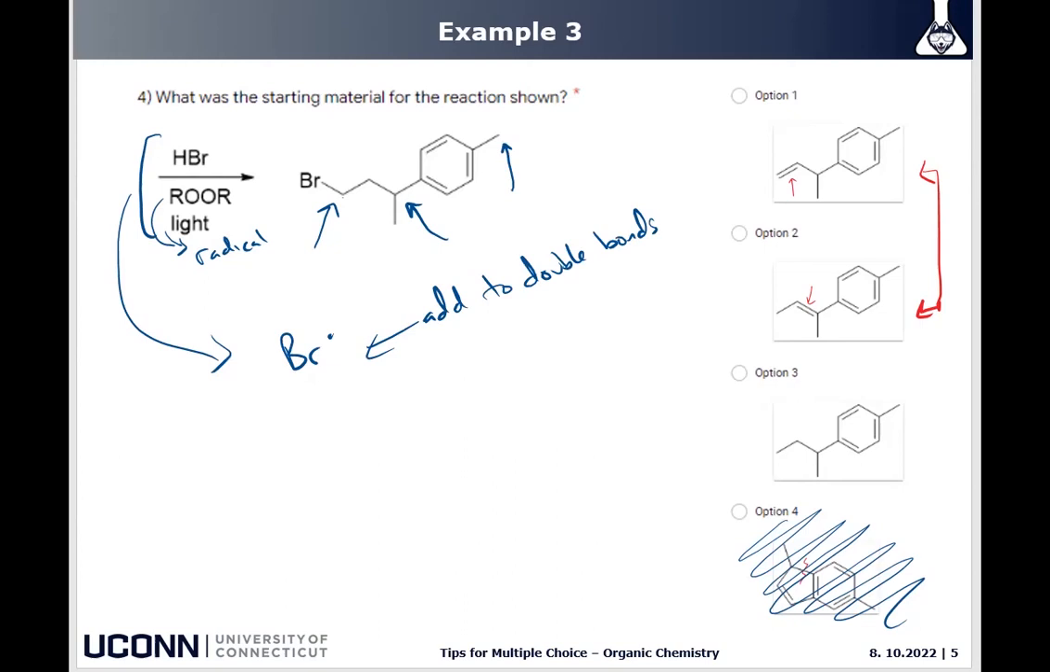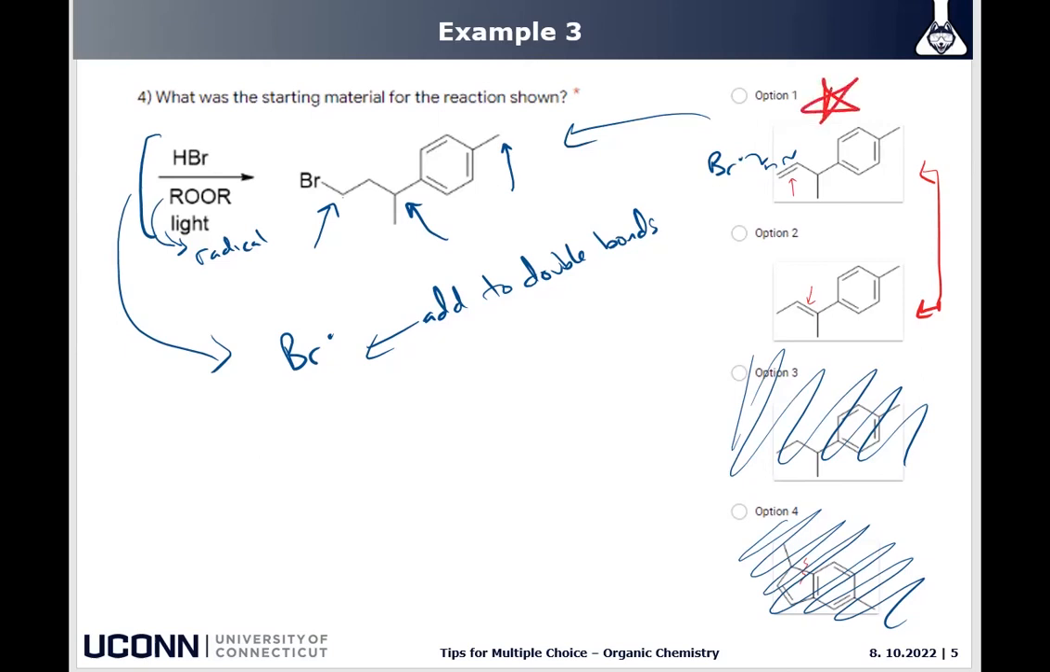So we need a double bond to react with here. Option 3 doesn't have it. And so let's see what we can do here. Options 1 versus 2: only option 1 has that double bond in that terminal position that would allow that bromine to add to the outside there to give us our product. Option 2 would give us a different substitution pattern here. And so again, we can now narrow this down to option 1.